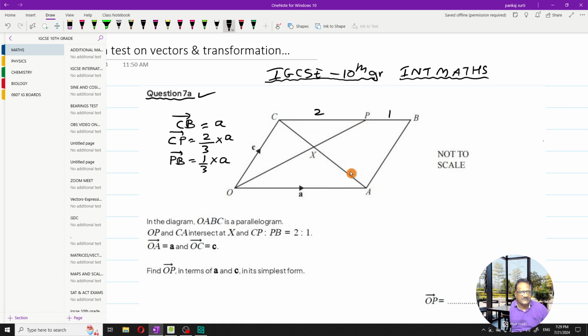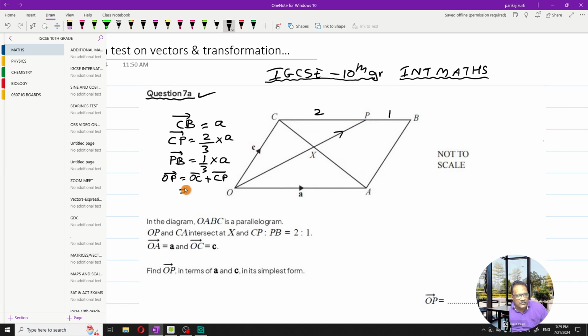Okay, fine. We want to find out vector OP, right? This vector OP. By the triangle law, OP will be equal to, now OP, the direction goes in this way, right? So OP will be equal to OC plus CP by the triangle law. So if I want to find out OP, I will write OP is equal to vector OC plus vector CP. Fine.